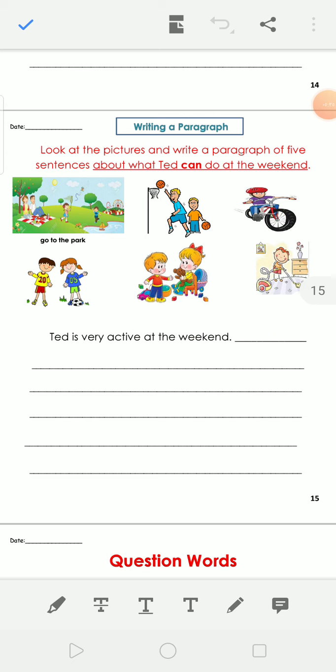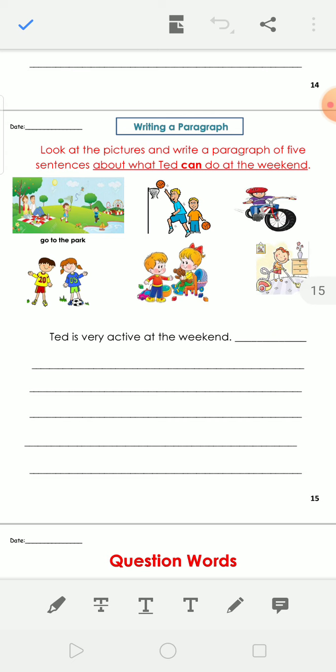Now we're gonna write a paragraph by ourselves. Are you ready? Great! Move to page 15, please. Get your pencil to write with me. Look at the pictures and write a paragraph of 5 sentences about what Ted can do at the weekend. So here, we're gonna describe these pictures and write a paragraph about what Ted can do at his weekend.